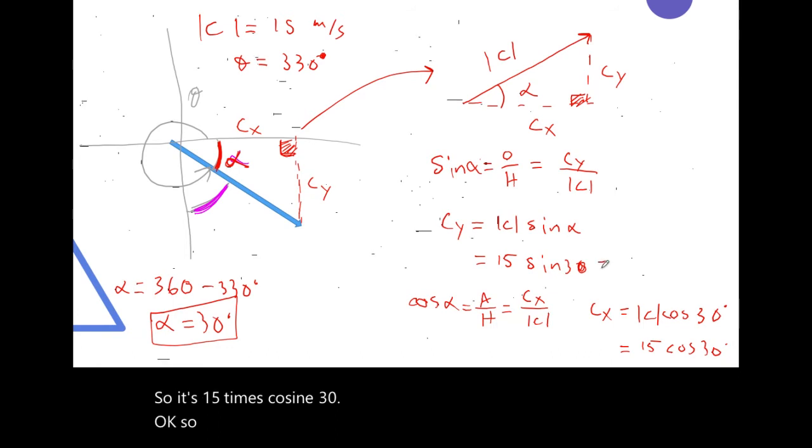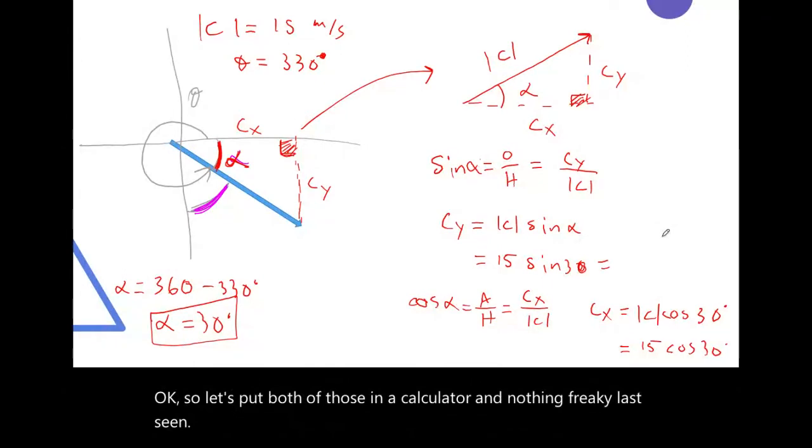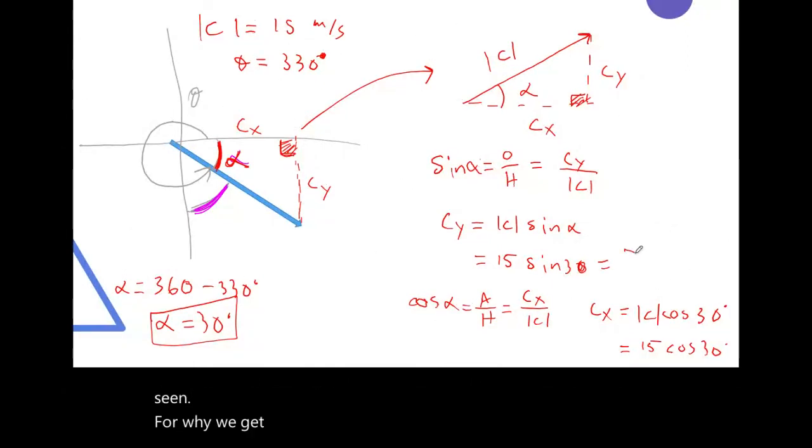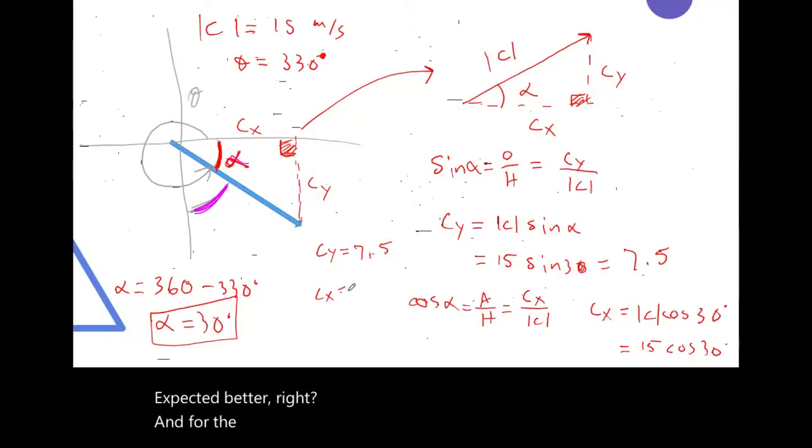Okay, so let's put both of those in a calculator, and I think we get, let's see. For y, we get 7.5. All right, expected that, right? And for the x, we got 12.9. Okay, so far so good, right?